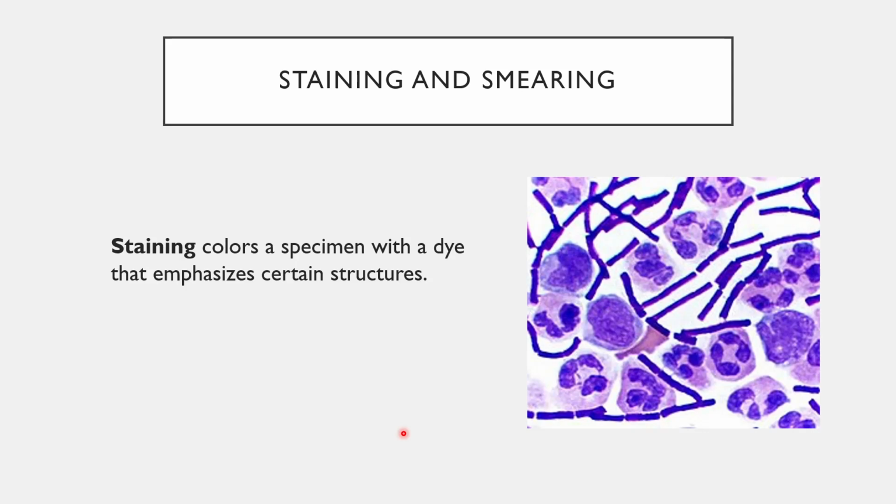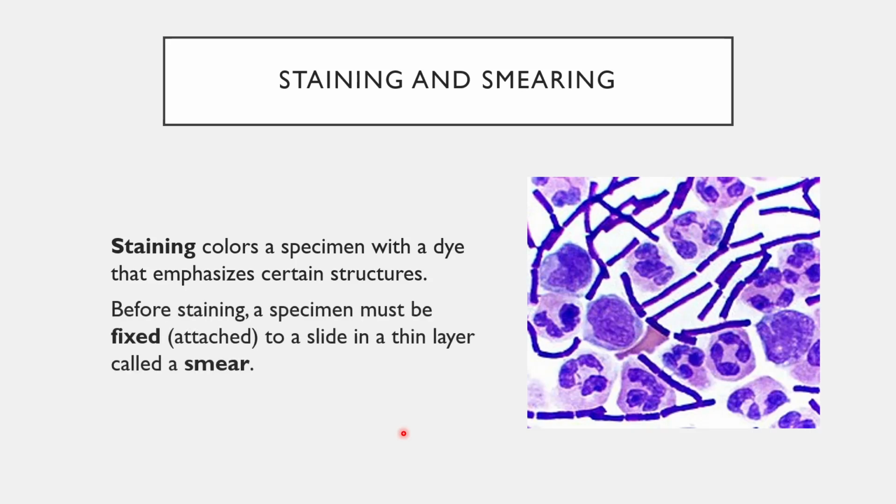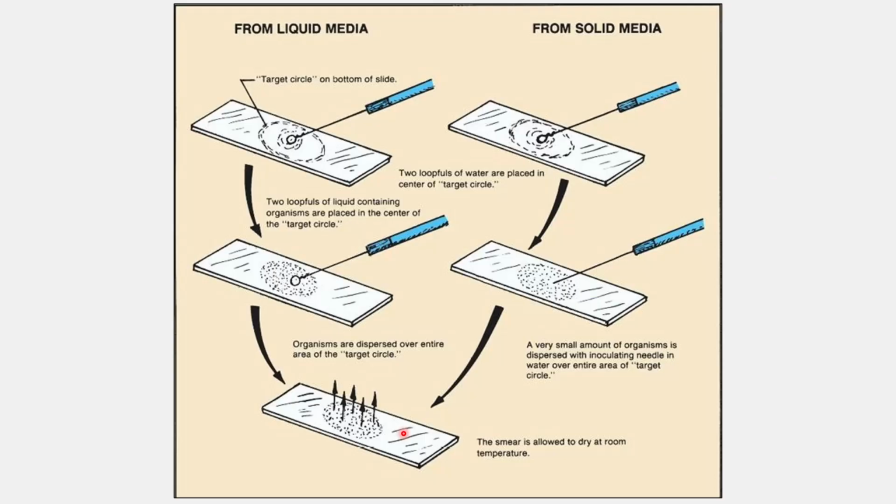But before staining a specimen, it must be fixed, or in other words, attached to a glass microscope slide in a thin layer called a smear. So in other words, a sample of microorganisms must be smeared on the surface of a glass microscope slide, and it must be fixed using heat to cause it to adhere and attach to the slide. And then color can be applied so that it can be visualized under the microscope.